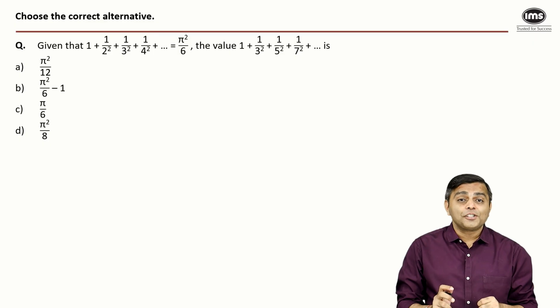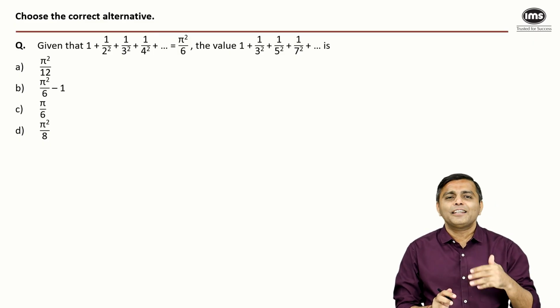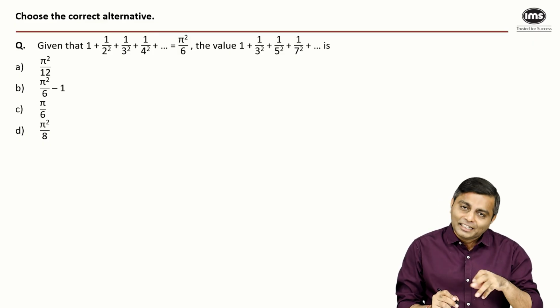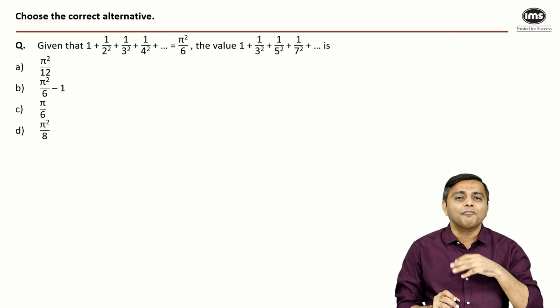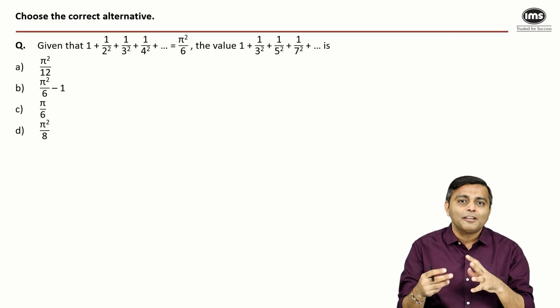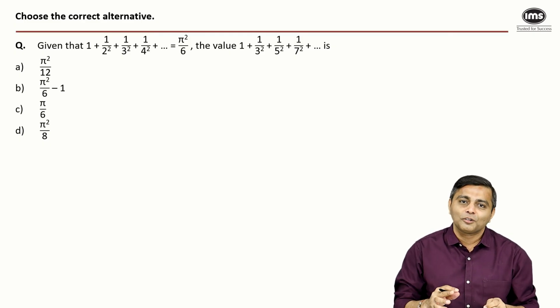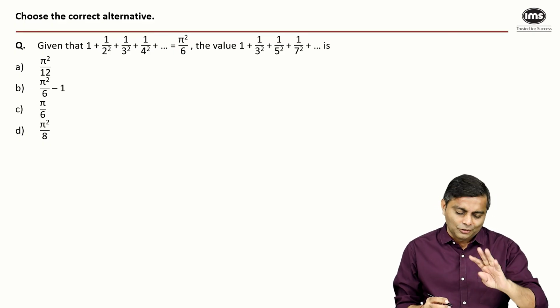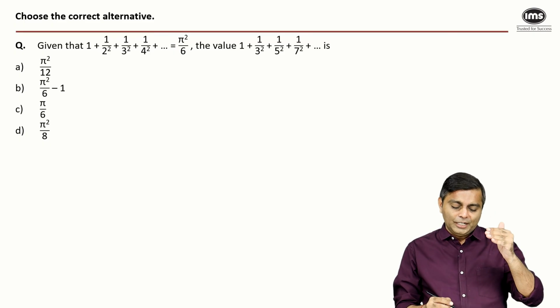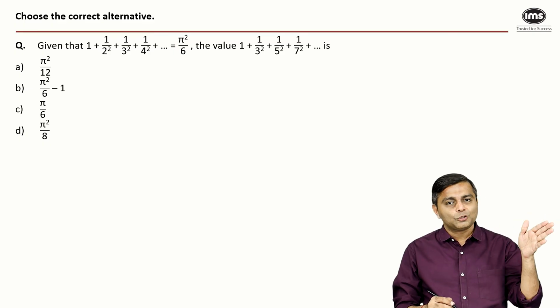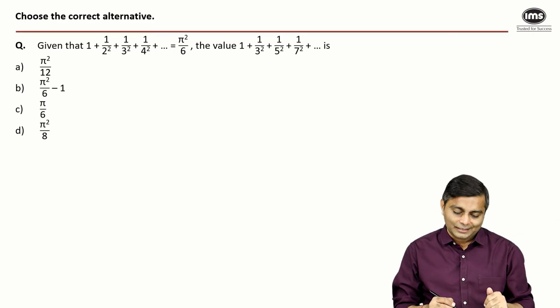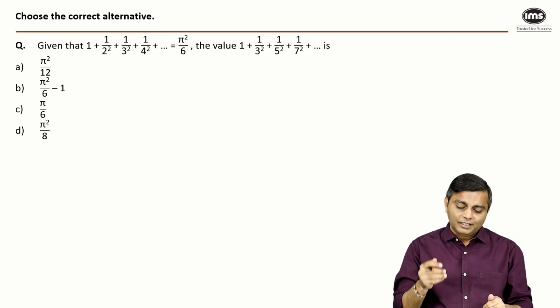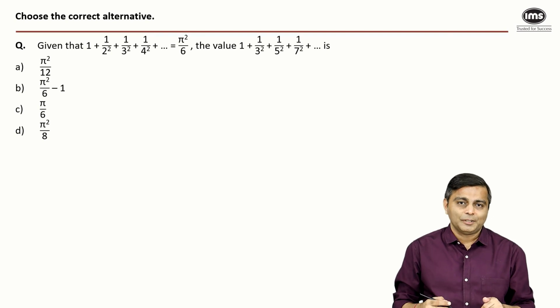Moving on to the next question, very surprisingly, exactly same question has been asked in the IPMAT exam only before, and it's a very, very common question. If you have studied properly, you must have come across this exact question. But even if you have not, it's all right. They've said 1 plus 1 by 2 square, 1 by 3 square, 1 by 4 square, so on till infinity is pi square by 6. What is asked is 1 by 3 square, 1 by 5 square, 1 by 7 square.